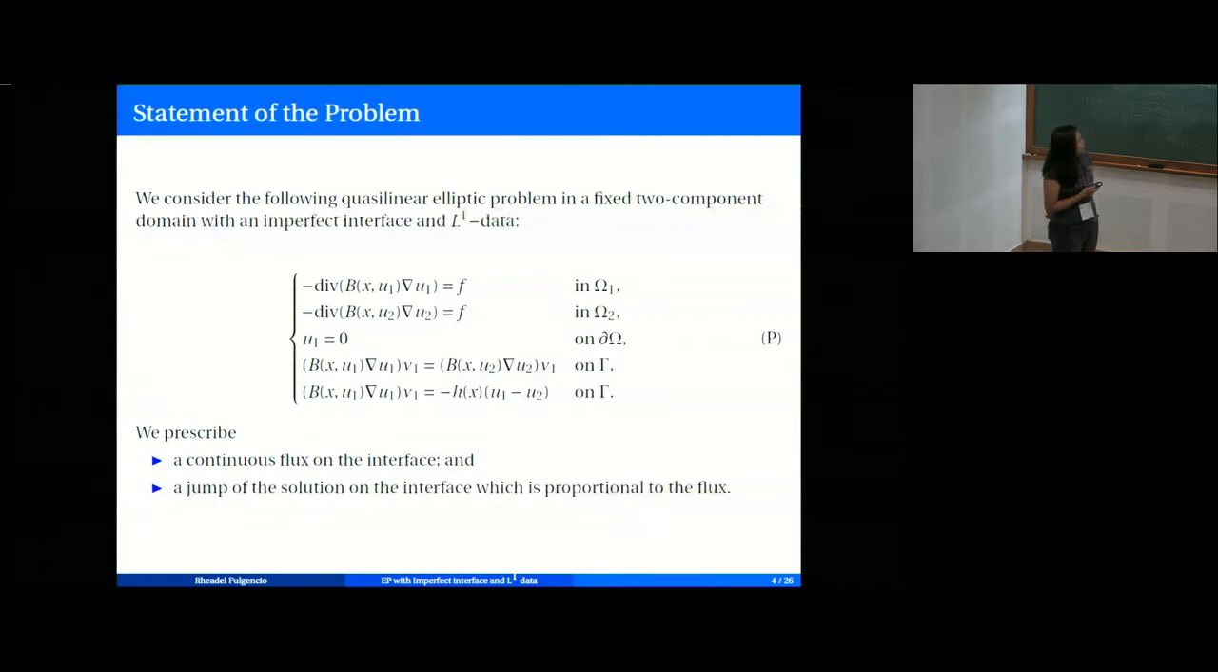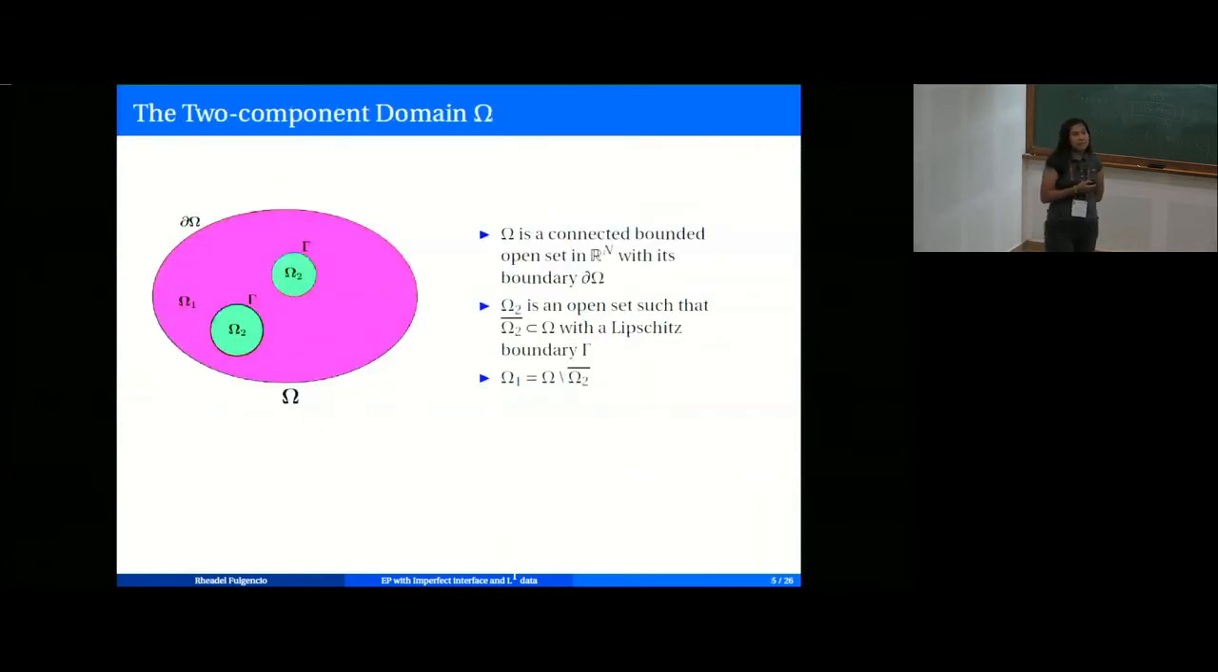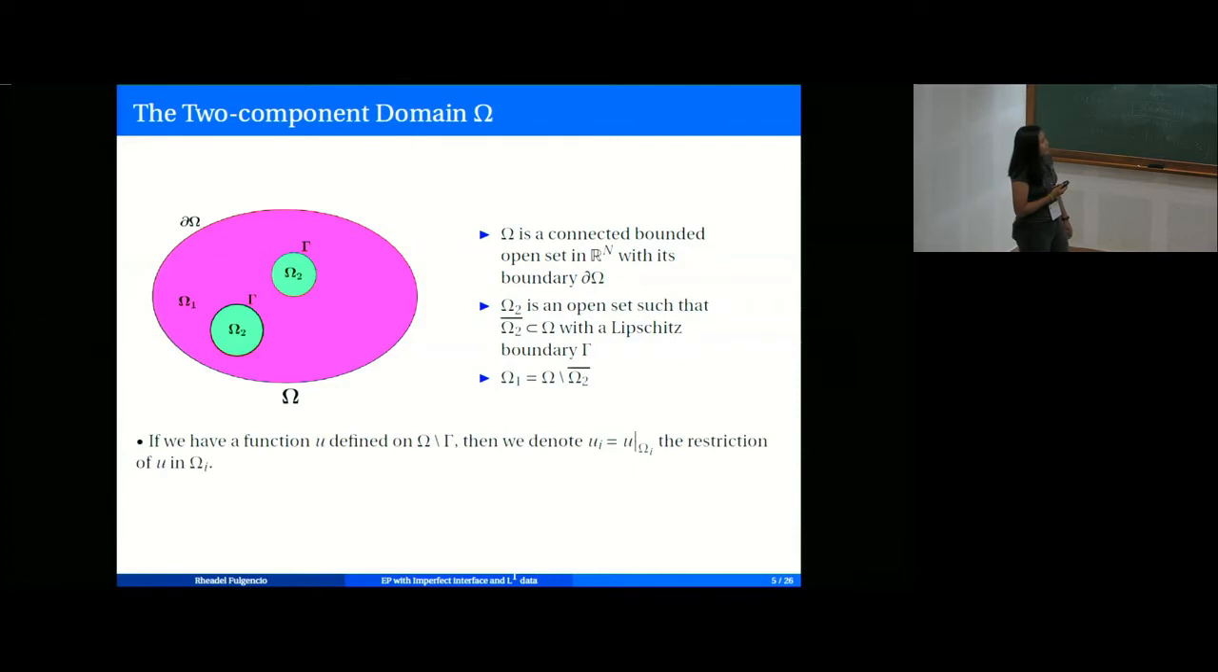Okay, so our domain, omega, I think we've seen this enough. Basically, you can just write omega as a disjoint union of omega 1, omega 2, and gamma, where gamma is the interface. And if you have a function defined on omega minus gamma, then the restriction of u on omega i is u_i.